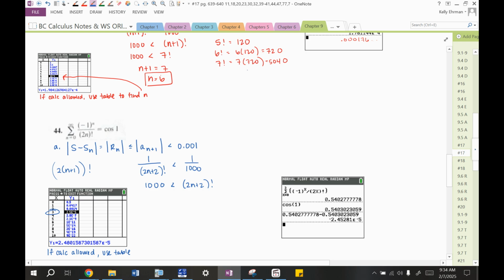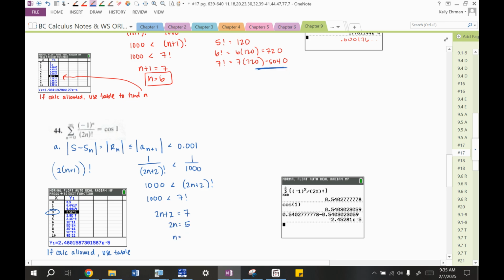Now, we already did some of the legwork here. We know that 7 factorial is 5,040. So we know that 1,000 will be less than 7 factorial. It's not less than 6 factorial, that's only 720. But that means that 2n+2 just needs to equal 7. So solve that for n.